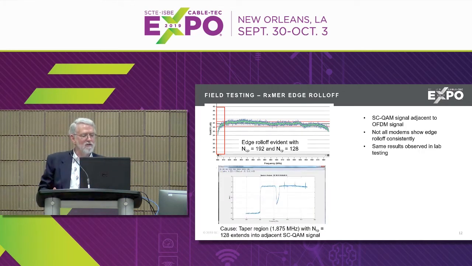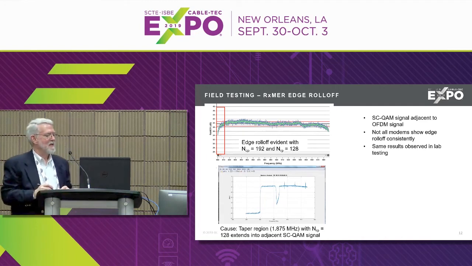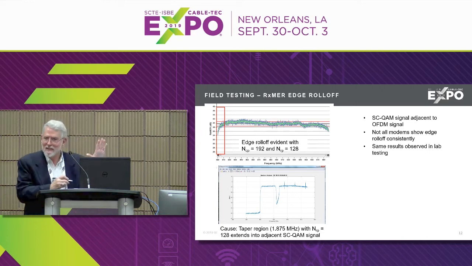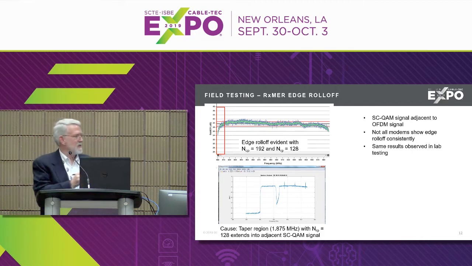And I've got a screenshot, an example that shows that right here. So with these configurations, this is a spectrum analyzer screenshot. Here's the OFDM signal, there's the QAM signal, and you can see the taper region shape. Well, look where that taper region goes. It goes down underneath the QAM signal. So that means that the presence of that taper region impinging upon this QAM signal is going to impact its MER a little bit. From what I've seen, it's pretty small, generally less than a dB.